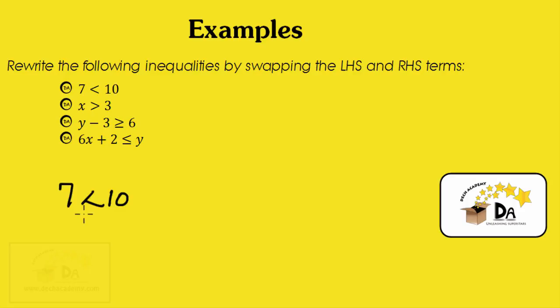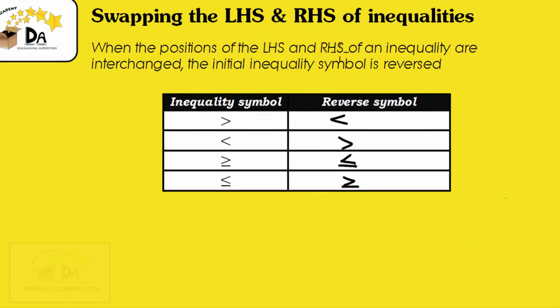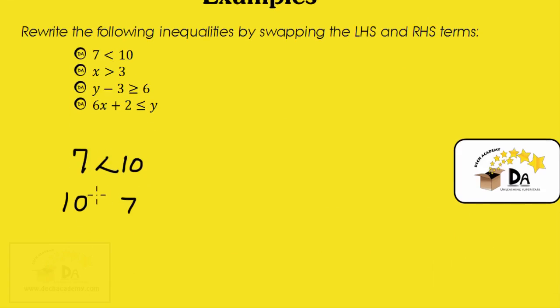So we're just going to swap the left hand side and right hand side terms. So I'm going to swap 10 with 7. We're going to swap the positions, but remember the rule says when you swap the left hand side and right hand side terms of an inequality, the initial inequality symbol is reversed. And now we're going to reverse the less than symbol here. This less than symbol will be reversed to greater than.